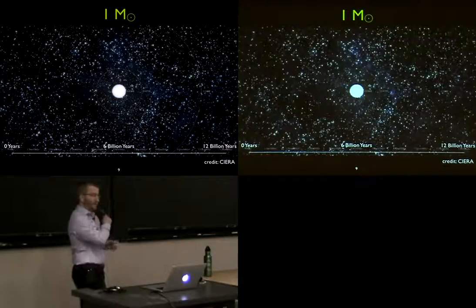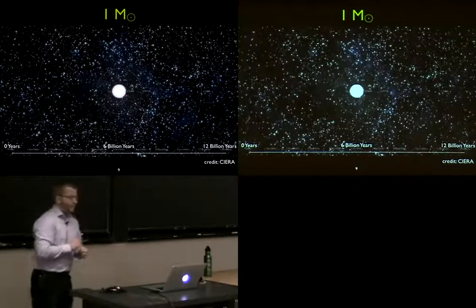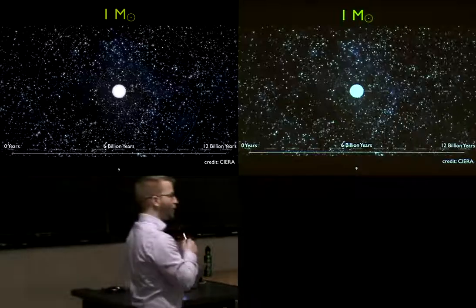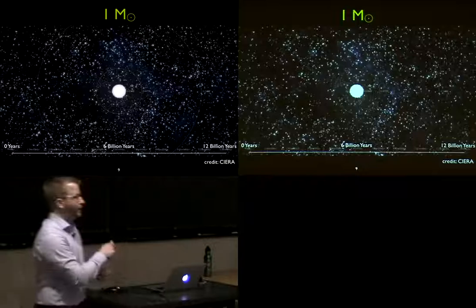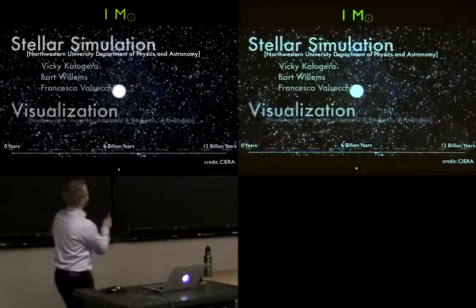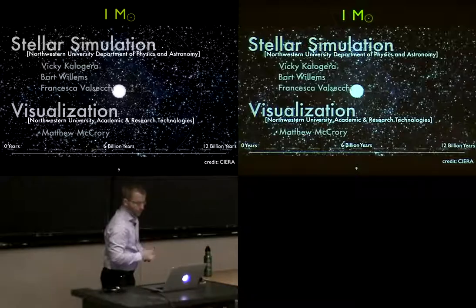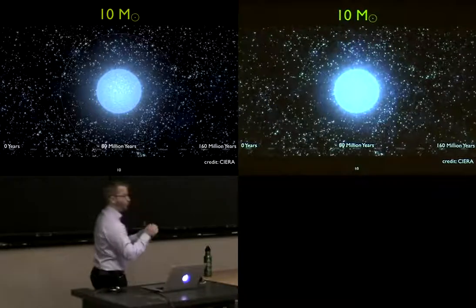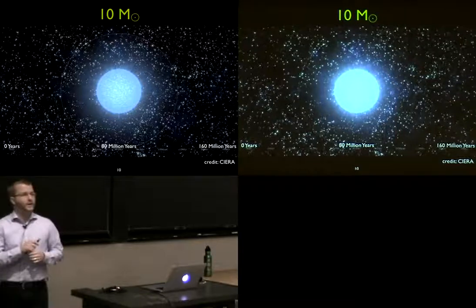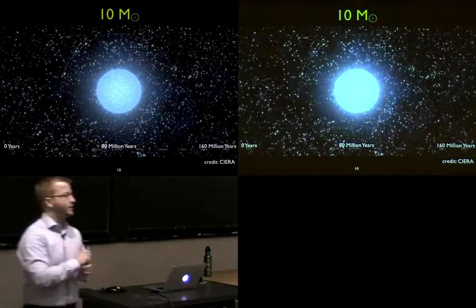So there's a whole lot that happened in that video. Over the course of billions of years, so it took astronomers a while to figure out this process, how it happens and why it happens. And so this is just the evolution of a single solar mass object, of one star like our sun. So now this is the same kind of simulation for something that's 10 times the mass of our sun.